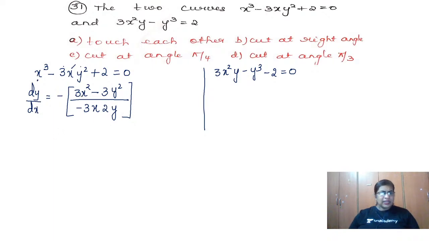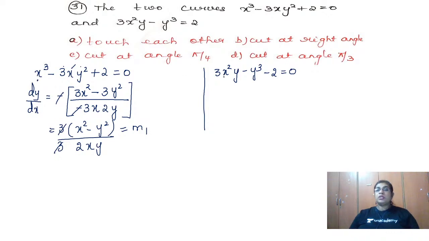Minus, now I can see something common: 3 is common, take it out. The minus and minus cancel. When I take out 3, I get x square minus y square divided by 3 into 2xy, so the 3 and 3 cancel. Write this as m1, the first one.